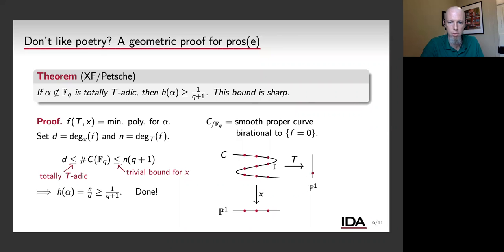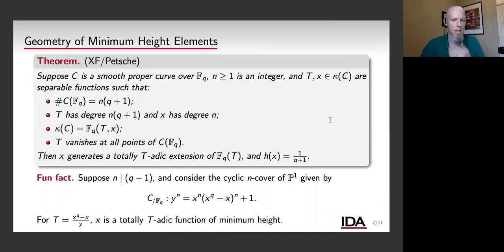So all of the rational points live above t equals 0, right? So they're all sort of in a line above this. But then they're sort of equally spaced out above P1 for this map, right? And it turns out that you can run these conditions backwards and get a geometric characterization of minimum height elements. So there's kind of a lot going on in this slide.